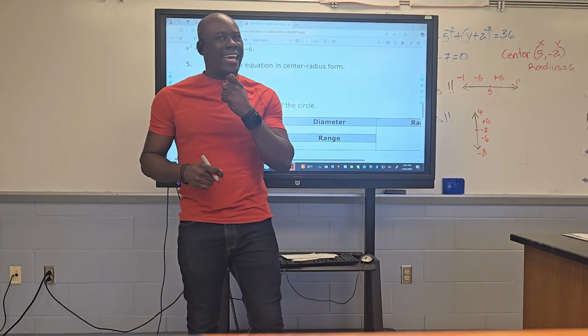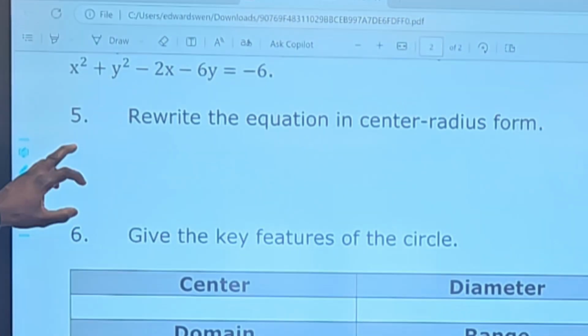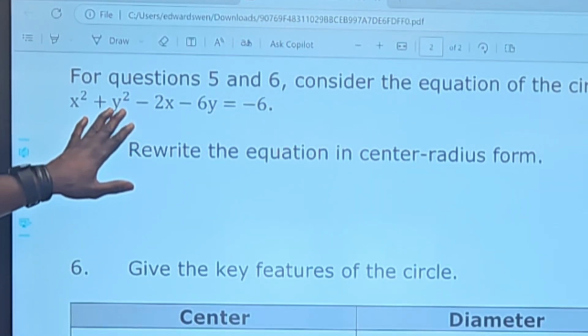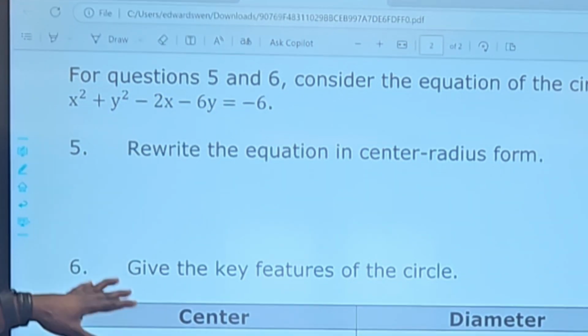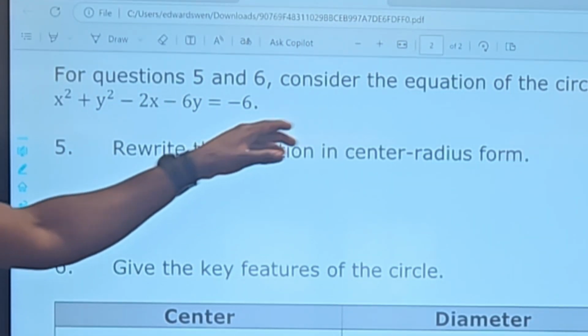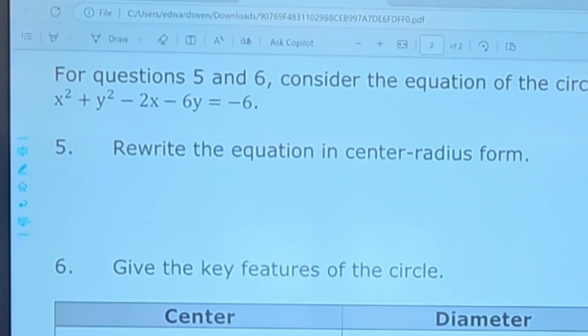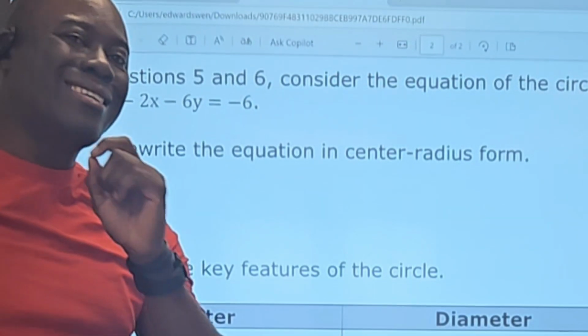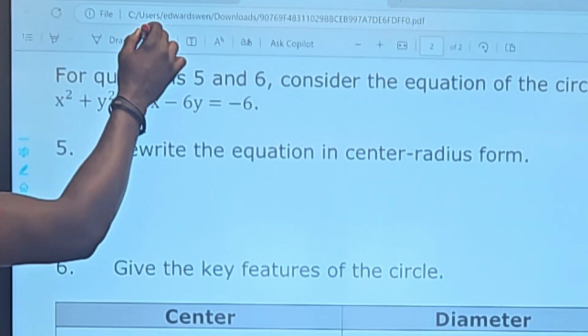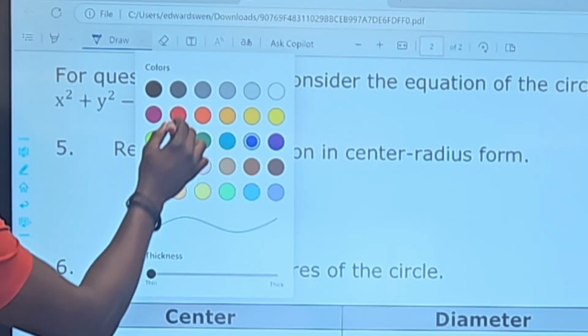What I'm looking at today is a circle. So here it is that our first question says, for questions 5 and 6, which are right here, consider the equation of the circle represented by x squared plus y squared minus 2x minus 6y is equal to negative 6. So we want to consider that.